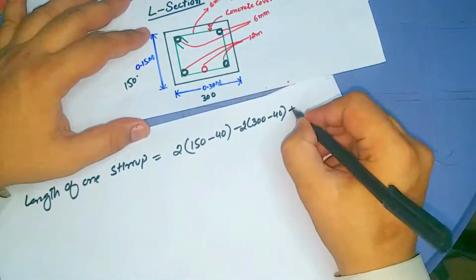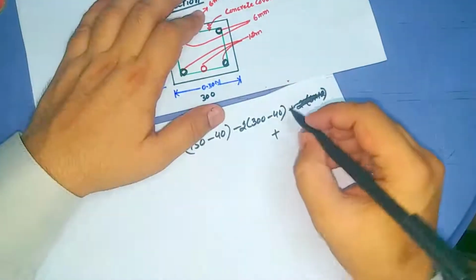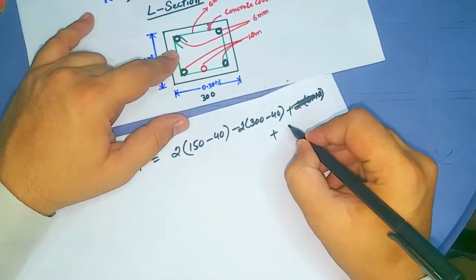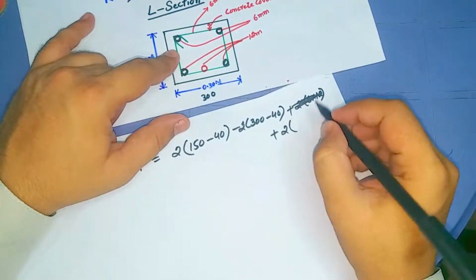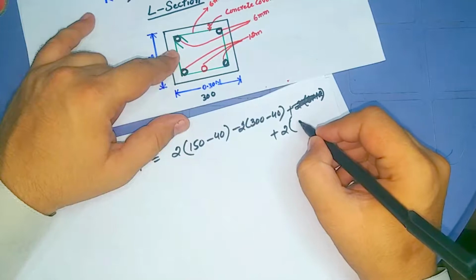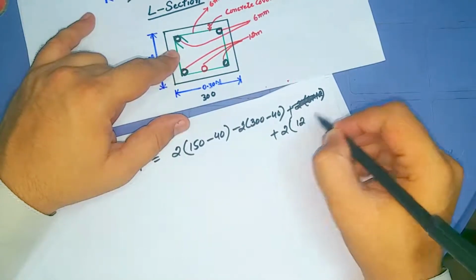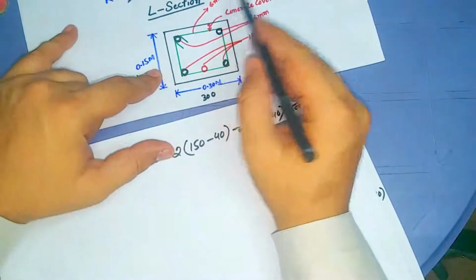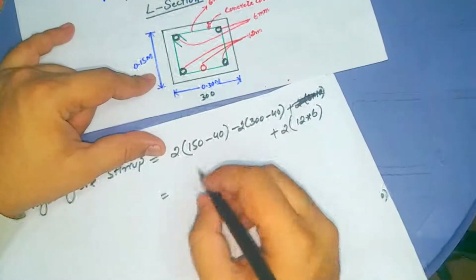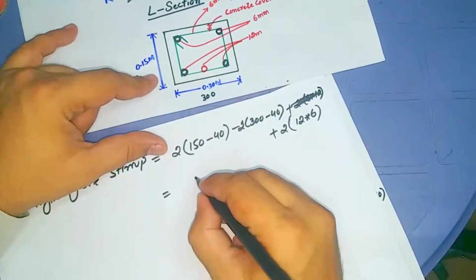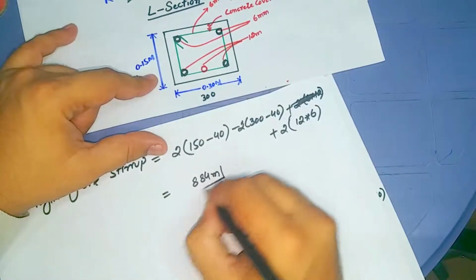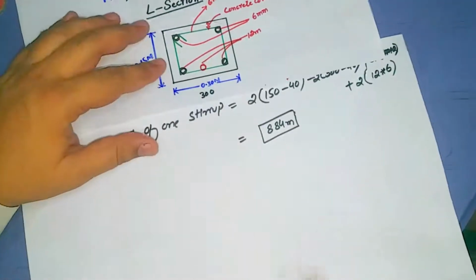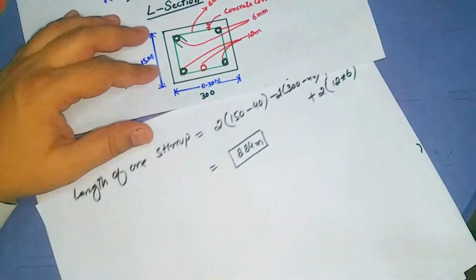So that will become 2 into 300, which is 2 sides, 300 minus 40, and we will add plus hooks. For the 45 or 135 bend up, the total dimension, so two hooks, and the bend up extra length will be 12 into its dia. The dia of the bar is 6 mm. So the total length of one stirrup will be 884 mm. So this is the length of one stirrup.